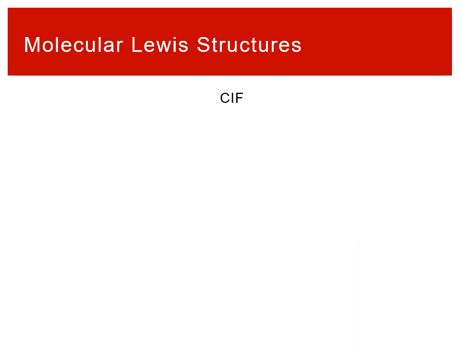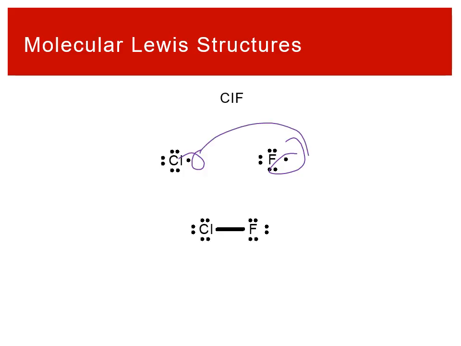So we'll start with ClF, chlorine fluoride. They're both halogens, so chlorine has 7 and fluorine has 7. And we can see right away, unpaired electron, unpaired electron. Those probably want to pair up. Everything else is already paired. So they're just going to share that as a shared electron, right?